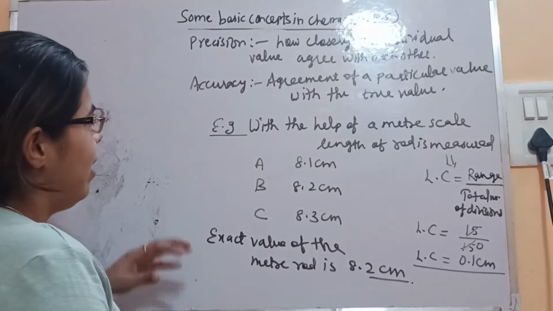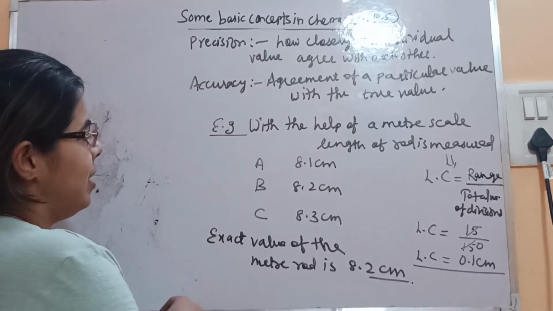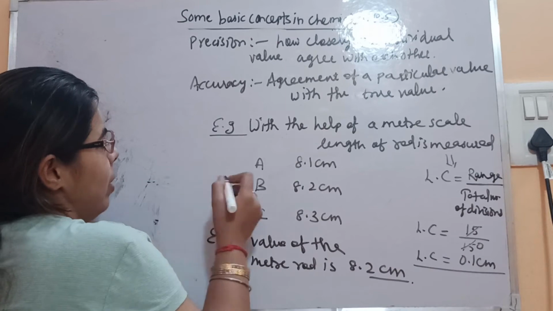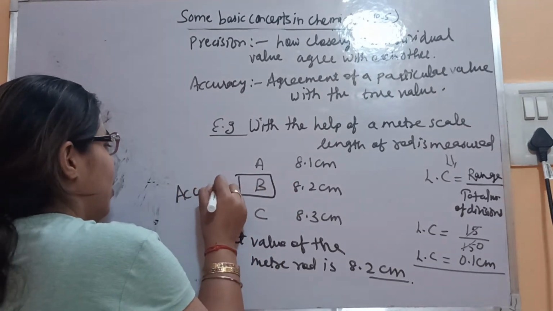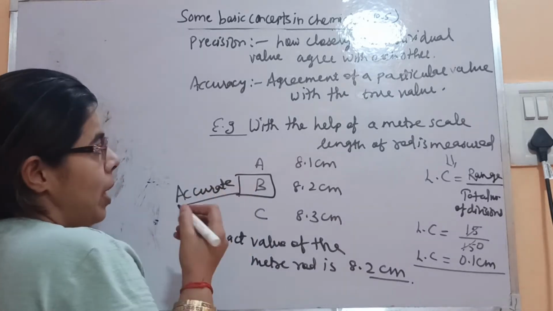So we can say that now with the help of these definitions, B has reported the result. So this is accurate. B is more accurate. B is accurate. But what about A and C?